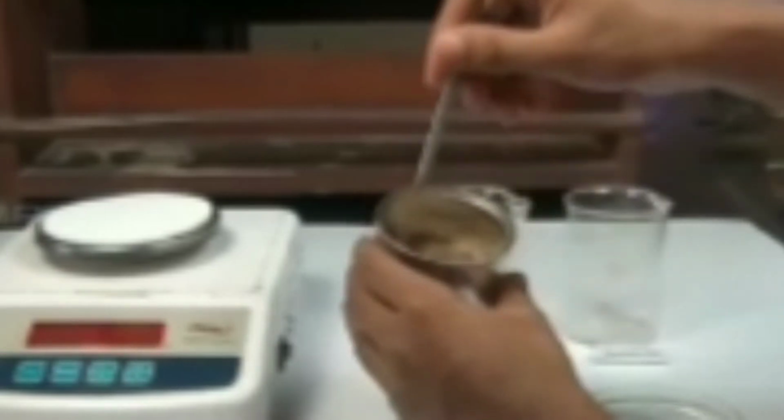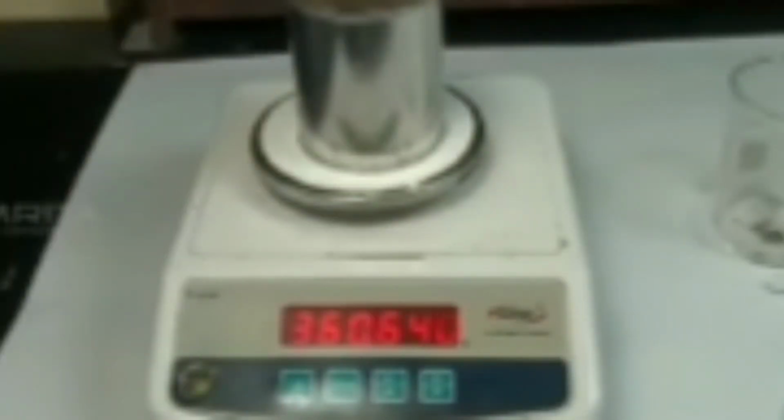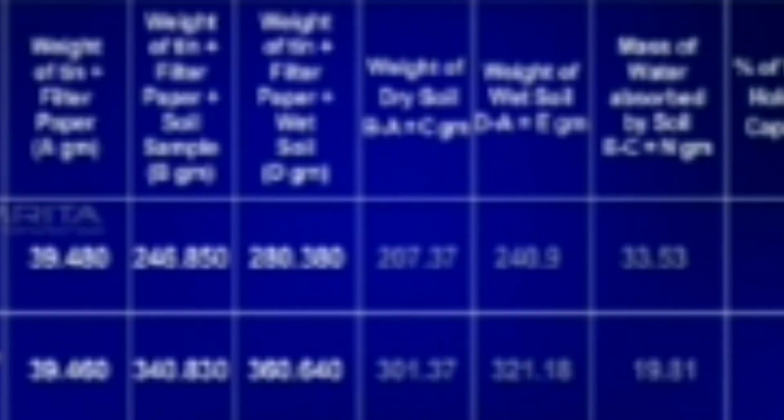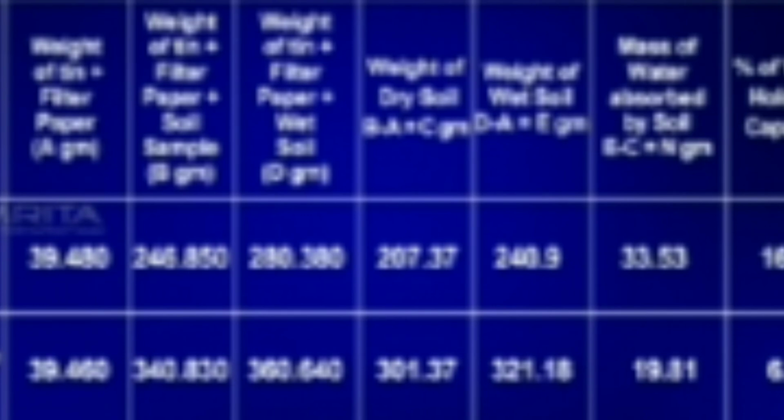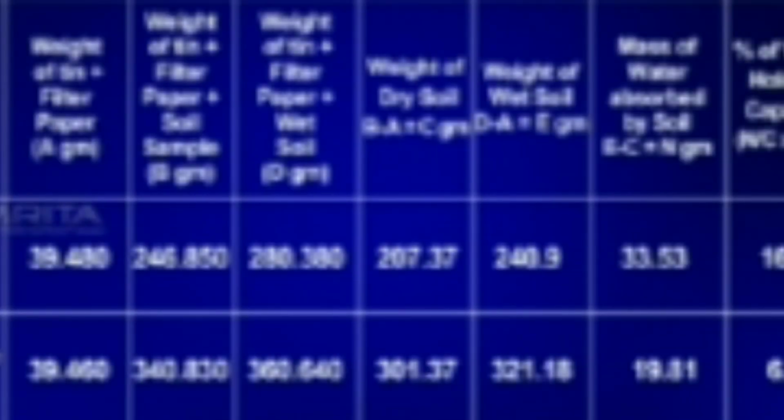Similarly, do the same procedure with roadside soil and record all the values into the table. Calculate the percentage of water holding capacity of the garden soil and roadside soil. Conclusion: garden soil retains more water and thus has higher water holding capacity than the roadside soil.